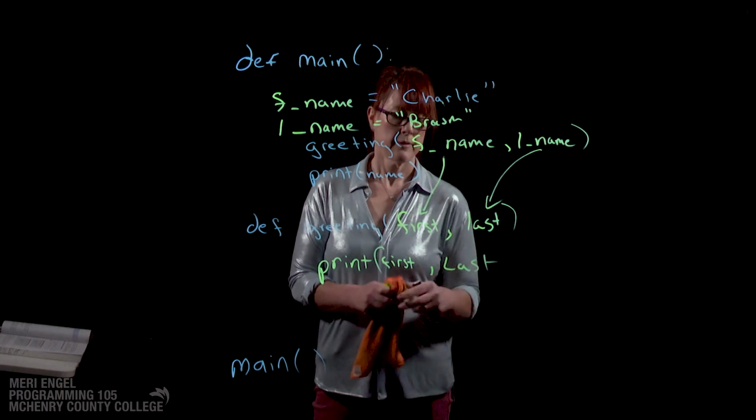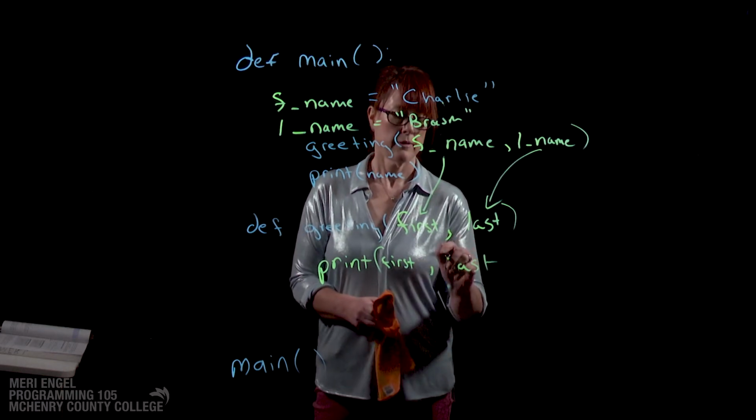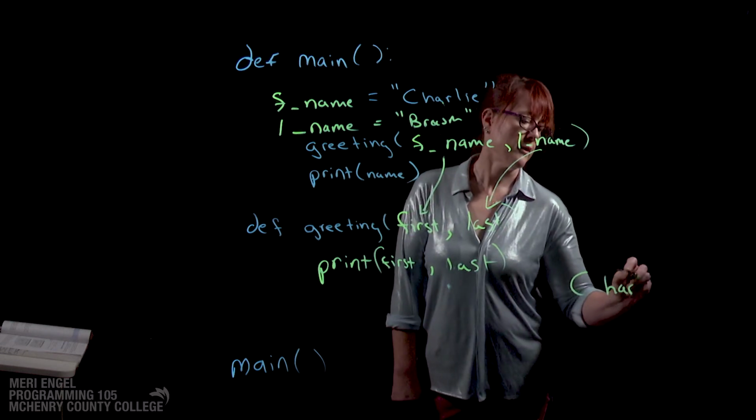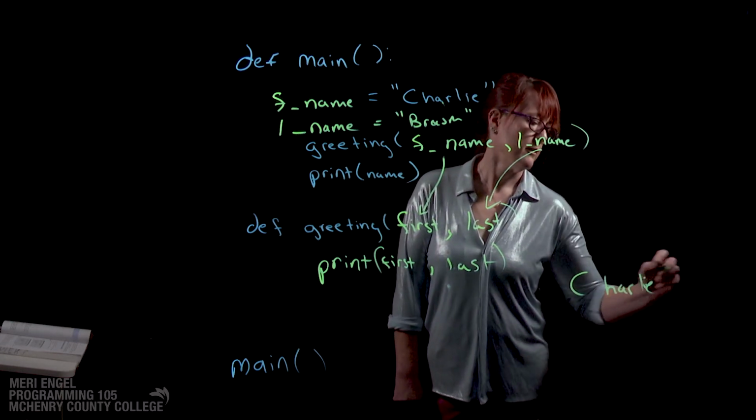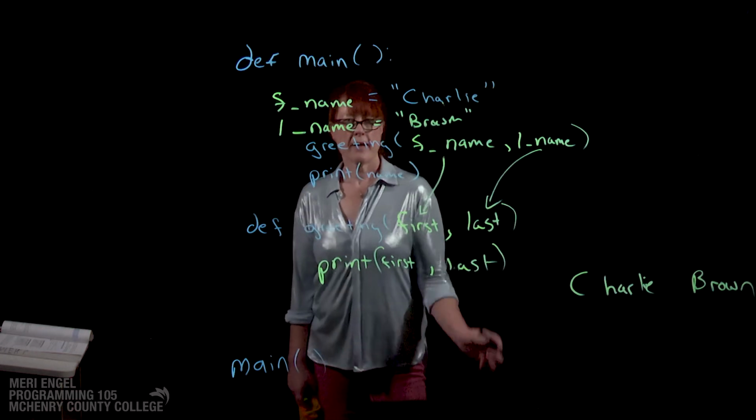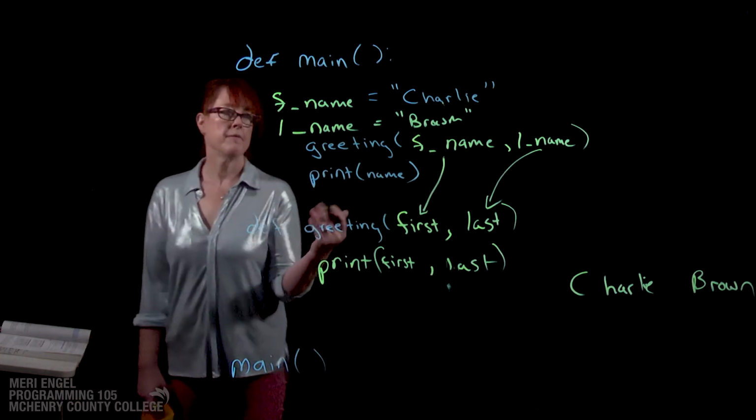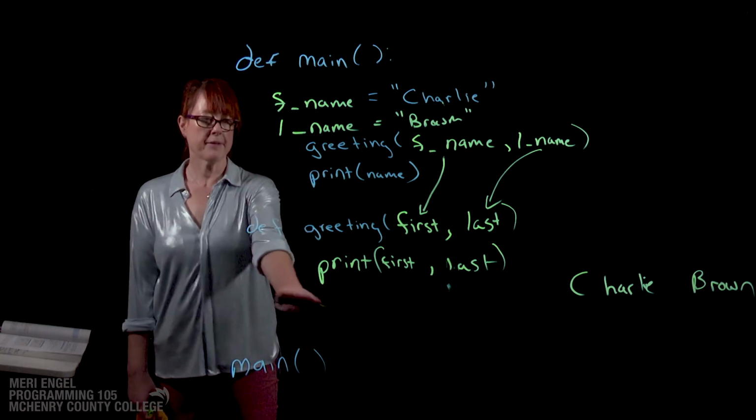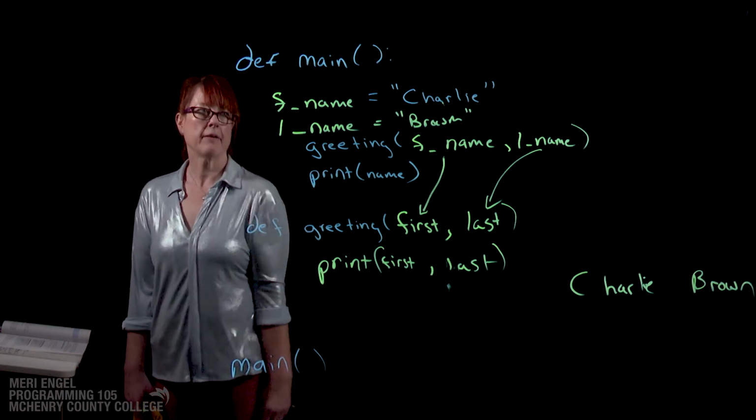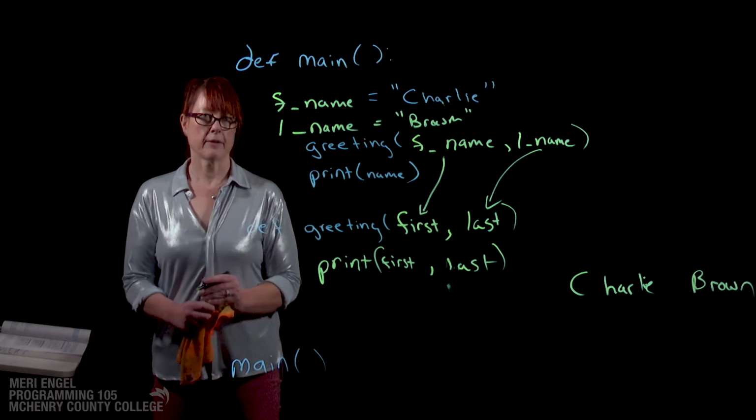And that would print Charlie Brown. So that's how we would pass values. And remember, once you've passed it, any changes we make when it's out of scope, this is a copy of that variable and does not affect the original.